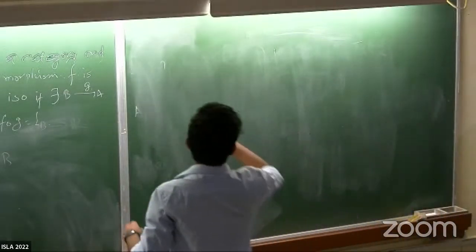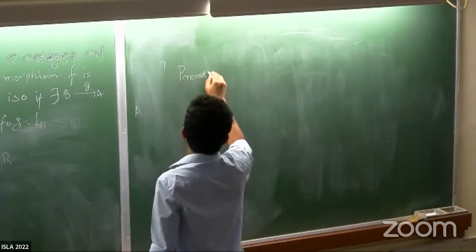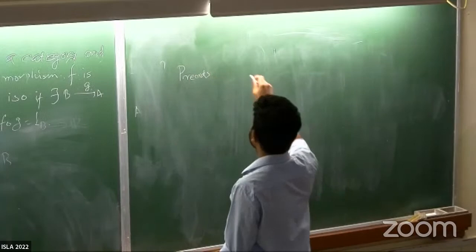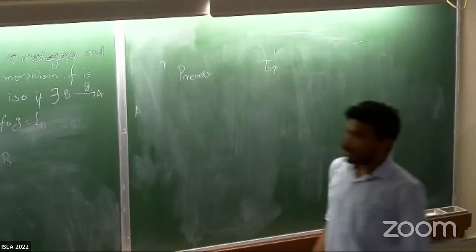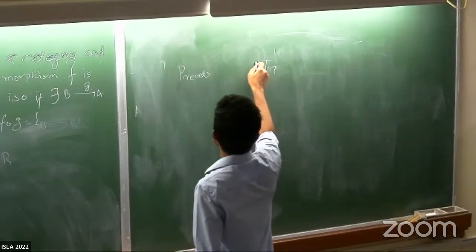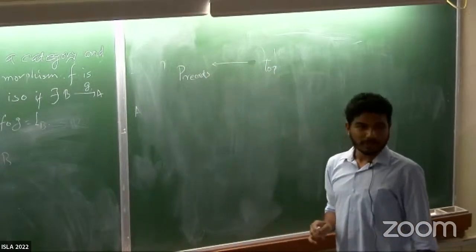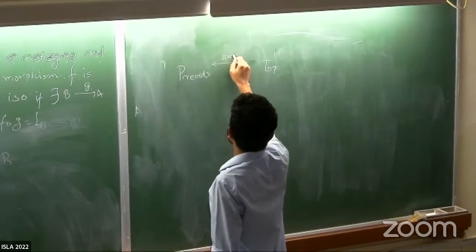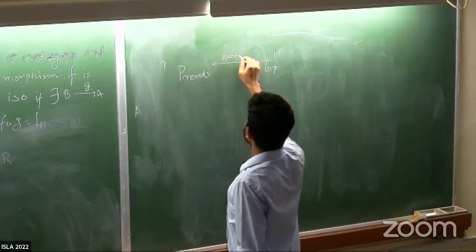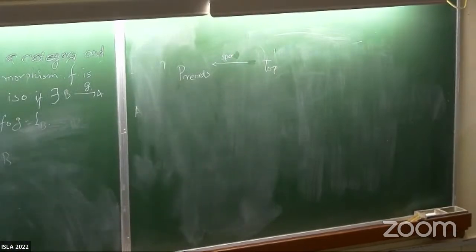So there was this category of pre-orders. And there was this category of topological spaces, right? I gave you one arrow, or a functor, from topological spaces to pre-orders. Do you remember that? It was the specialization functor. Did you check that? It's a specialization functor. How many checked it? Did any online participant check that this is a functor?